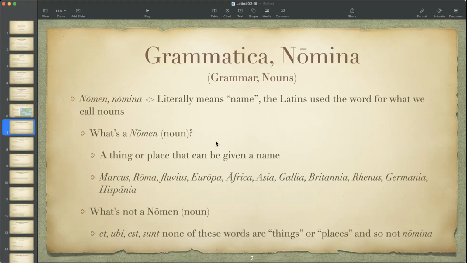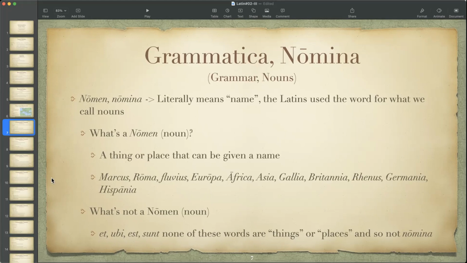All right. So what is a noun? Okay. I'm not going to assume everybody knows what a noun is, but it's a person, place, or thing that can be given a name. So it could be a person, Marcus, Roma, Fluvius, Europa, Africa, Asia, Gallia, Britannia, Rhenus, Germania, and Hispania. Oh, well, I left out poor Syria, didn't I? And Aegyptus. Those were the nouns that you saw in the first section. What wasn't a noun? Well, et, ubi, est, and sunt. None of those words are places or things, so they are not nomina, not nouns. Any question?